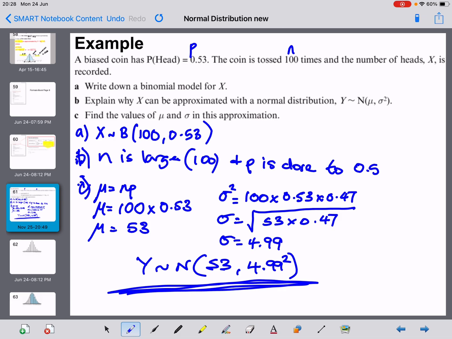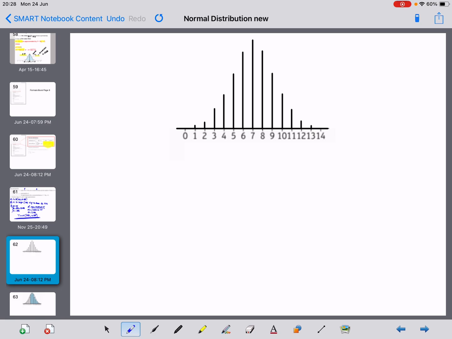Before we can do any calculation, there's something else that we need to consider. We need to consider the fact that the binomial distribution is a discrete probability distribution where the height of the bars represents the probabilities, and a normal distribution is a continuous distribution where the area represents the probability. So how can we work out an area when we've got gaps between the bars?